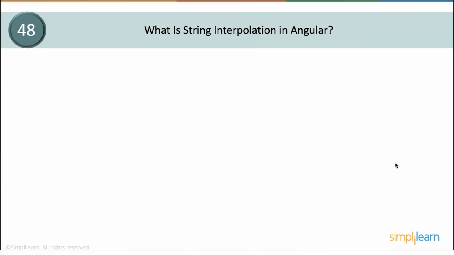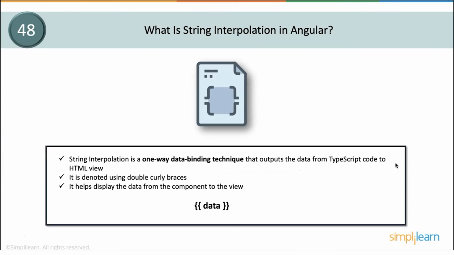What is string interpolation in Angular? String interpolation is written within double curly braces. It is typically one-way binding where you get the data from the TypeScript classes and display it directly in your browser. It is denoted with curly braces and always displays data from the component in the view.